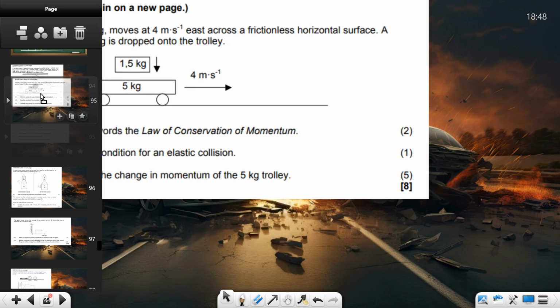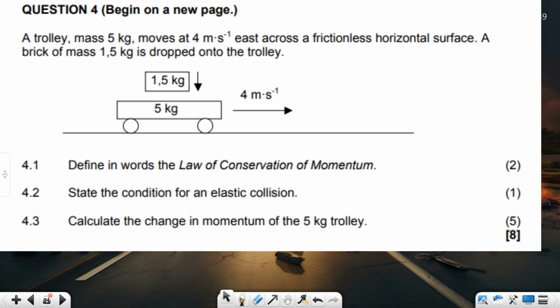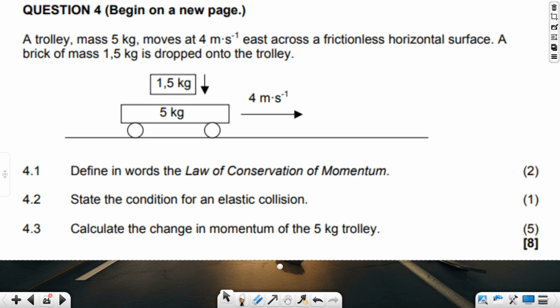I want to do this one. Look at this one. And this will be my final question for the day. A trolley of mass 5 kg moves at 4 meters per second east. Okay, we're going to do it very fast. Look at the diagram. The diagram is always there. Always use the diagram, guys, to understand what the examiner is saying. The diagram is always there as a guide.